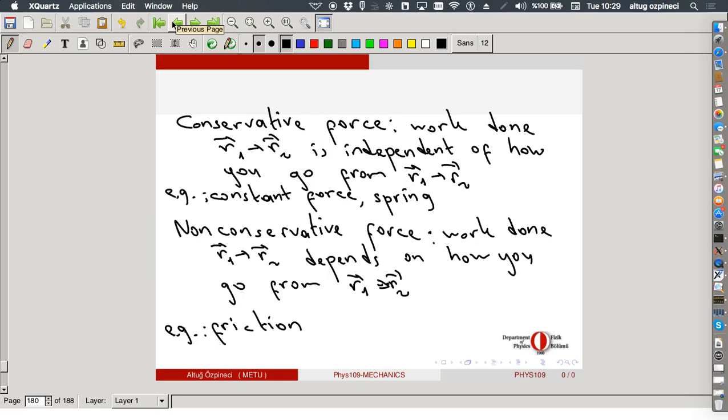How is this dependent? What aspects? For example, we had seen one example, the friction force.